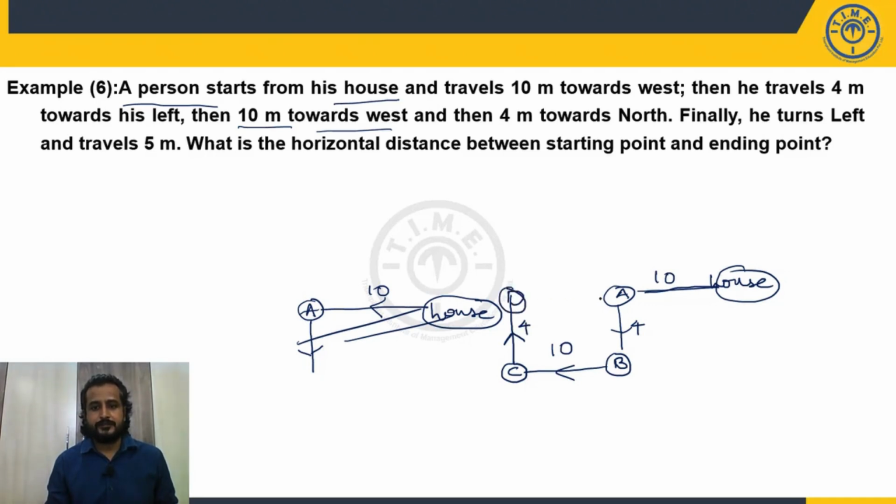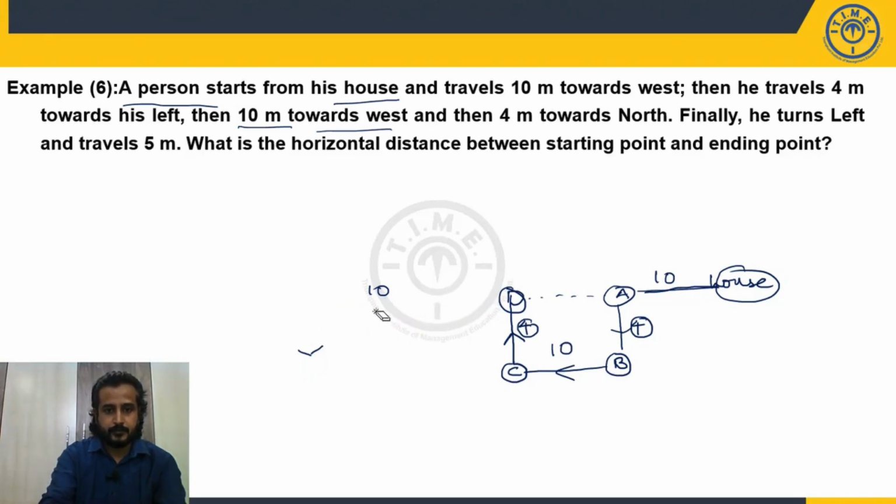Now D and A are on the same line. CD distance is how much? 4 meters. And AB distance is how much? 4 meters. That's why A and D are on the same line. Okay, what is given in continuation to that? Finally, he turns left and traveled 5 meters. He is moving towards which direction? North. So what will the left hand side be? West. How many meters he traveled? 5 meters. So let's say it is a point E.